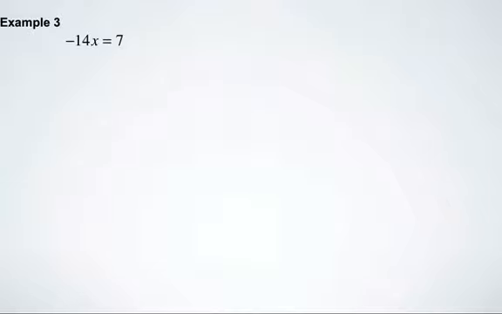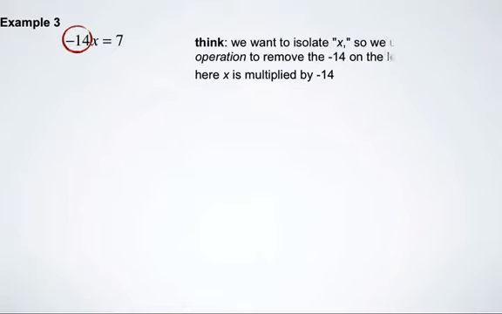Negative 14x equals 7. We really have to think about what the operation of this negative 14 is. Here, x is being multiplied by negative 14. We are not subtracting 14. So we have to use the opposite operation of multiplication, which is division. So we're going to divide both sides by negative 14.